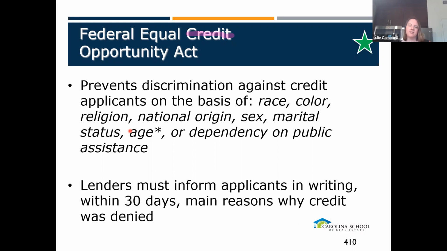We're going to see this again when we get into our fair housing. Our fair housing unit is Unit 19. So we'll see this again, and we'll actually compare the lender's protected classes to our protected classes. There are some similarities. There are also some differences. So when we get to Unit 19, we'll do a nice side-by-side comparison.